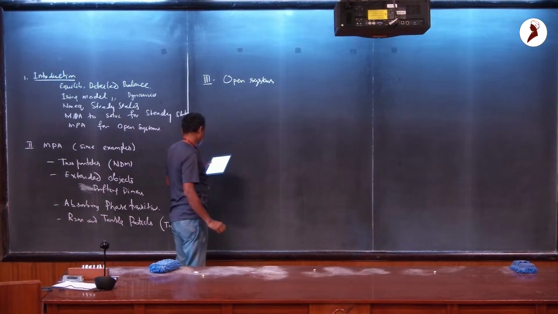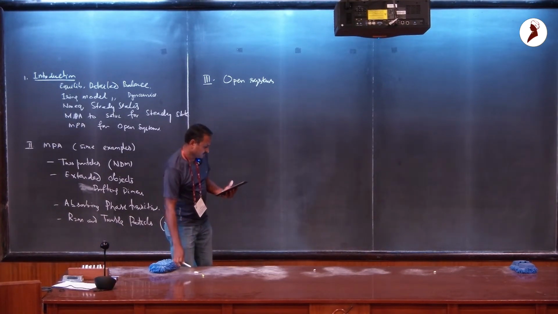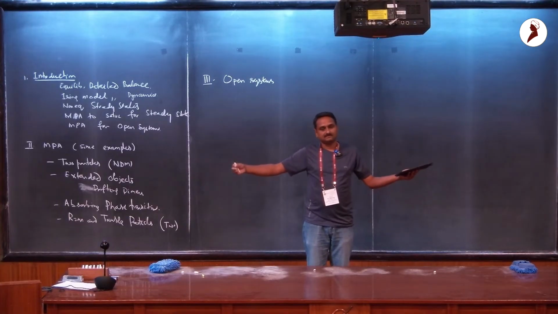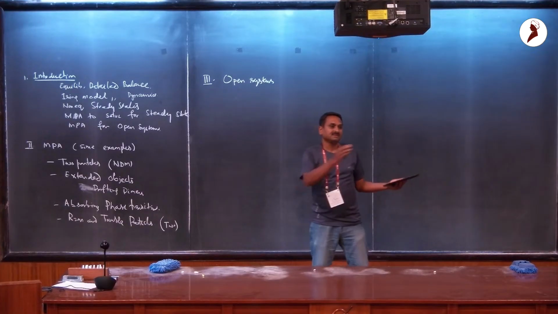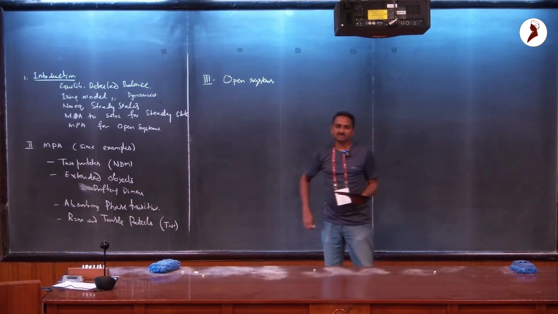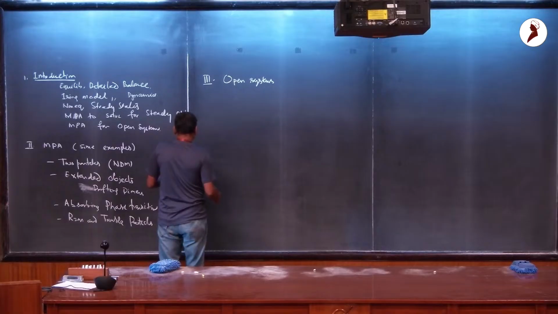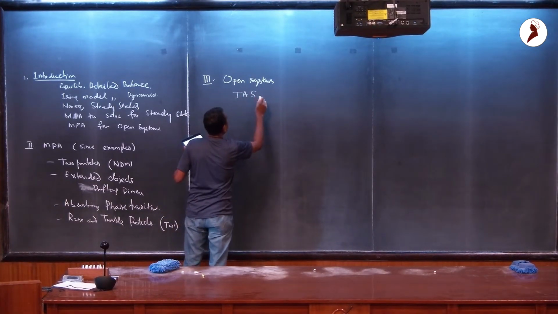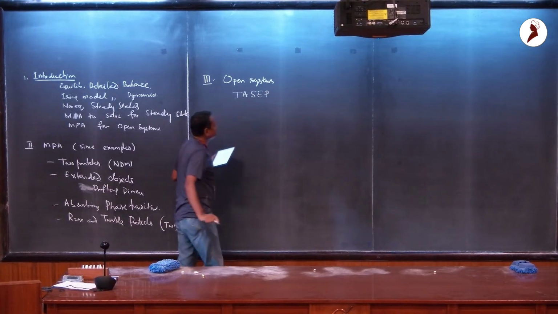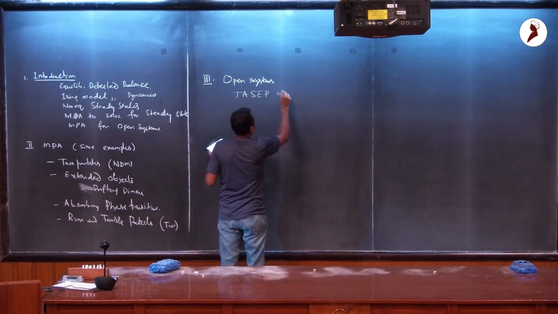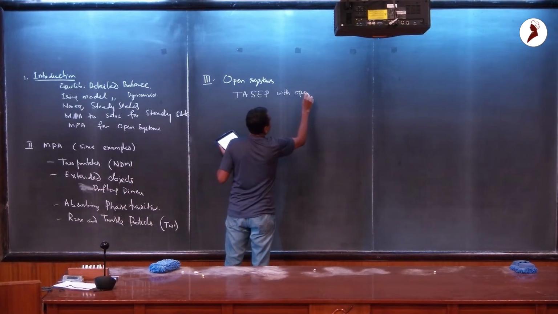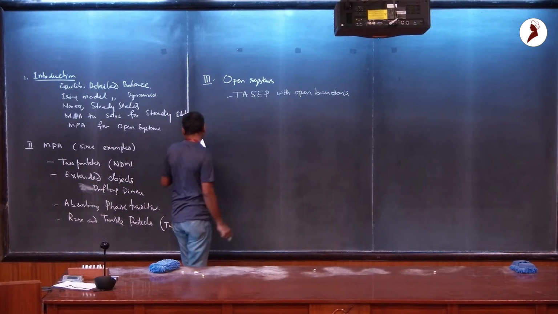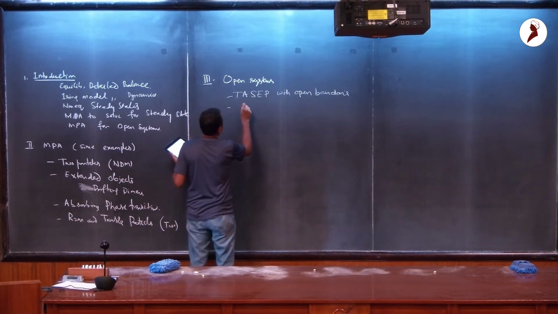Okay, so open systems. Open basically means that the system has boundaries, and from the boundary something enters into the system and some constituents go out at the other end of the boundary. So these are open systems, and one of them is TASEP, the totally asymmetric simple exclusion process, with open boundaries. Okay, so this is one, and then I will also talk about the AHR model.